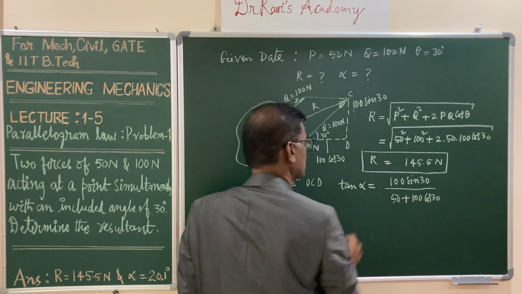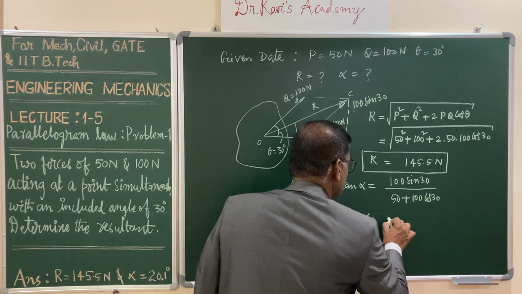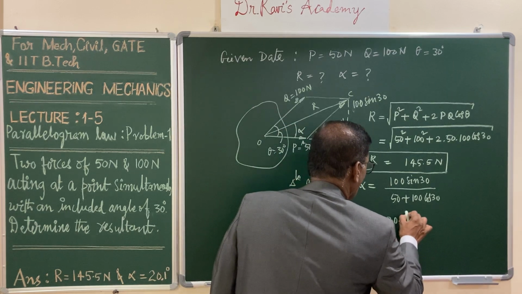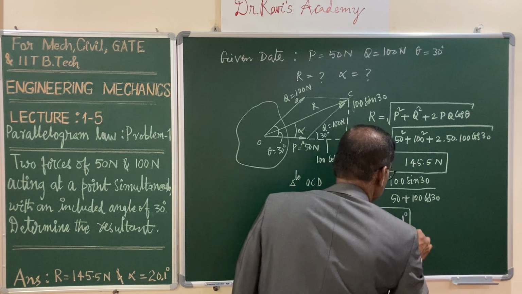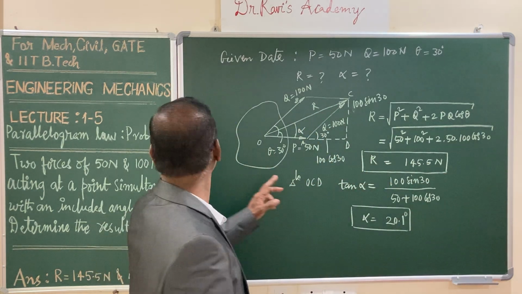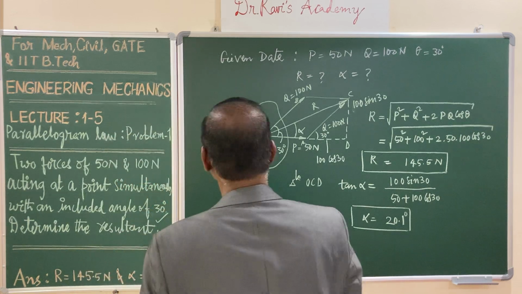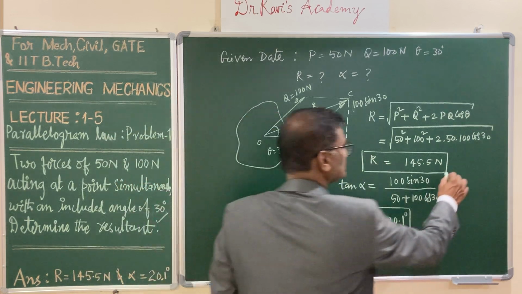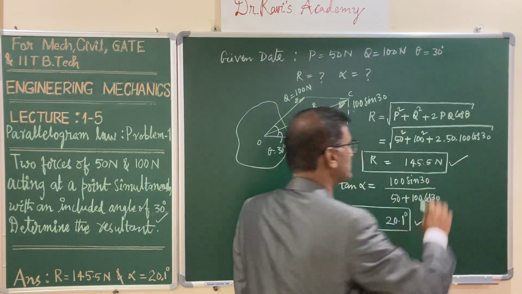From this you can calculate the angle. You are going to get 20.11 degrees. This is the direction of the resultant force. Here resultant means the resultant magnitude as well as the direction of the resultant force.